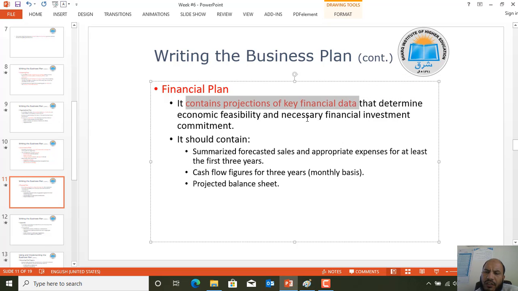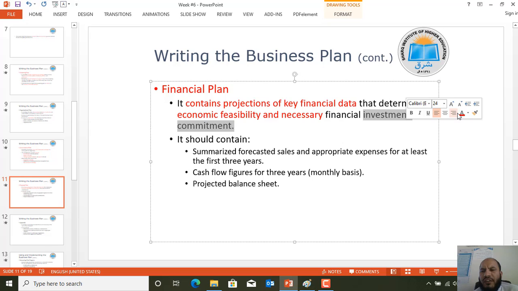For example, how we can have the financial data and how we can determine our economic feasibility and necessary financial investment commitment. How we may say that it is a feasible business and we should invest our money in it, and also how we may say that we have the investment commitment and financial commitment towards this idea.